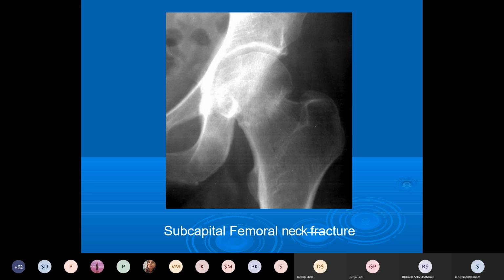Now, there is a subtle radio-opaque line you see here, and after getting the proper history from the patient, you can see the femoral neck fracture here, because this is a subcapital femoral neck fracture. So this is the subtle radio opacity seen.